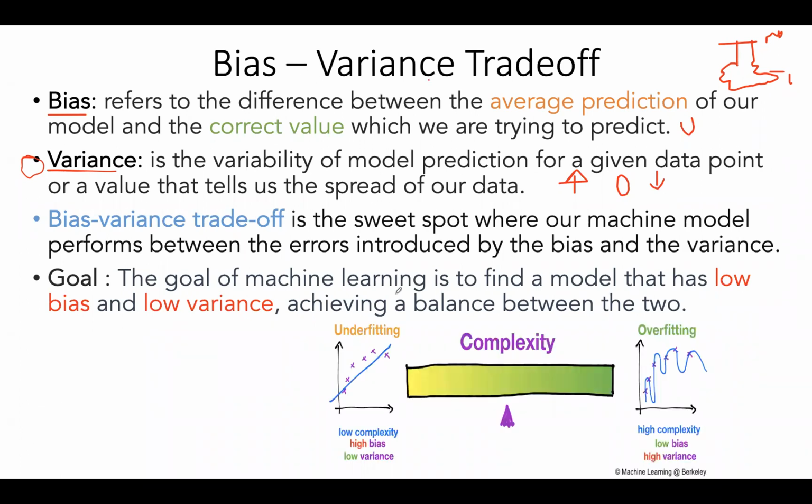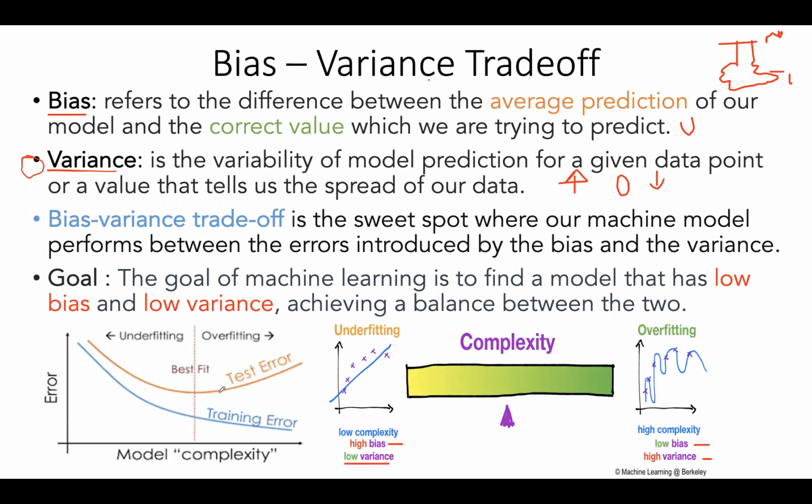Again, here we can see in underfitting we have low complexity, high bias, low variance. In overfitting, you have a complex model, meaning high variance and low bias on your training data, but high variance on your test data. This is the classical challenge of trying to balance between underfitting and overfitting. So the best fit is something that is in the middle.